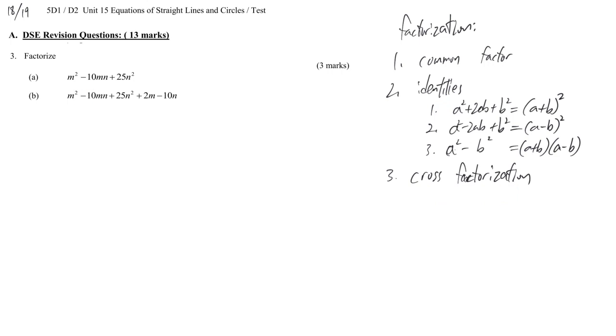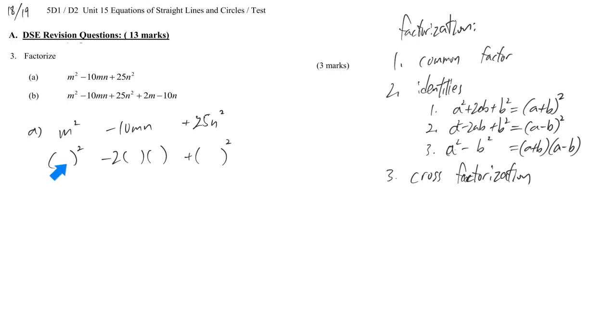So in part A, we find a very special thing: 1 and 25 are both square numbers. So there is a really high chance that it is one of the identity formats. M squared minus 10mn plus 25n squared. I wonder whether we can rewrite it in this format.